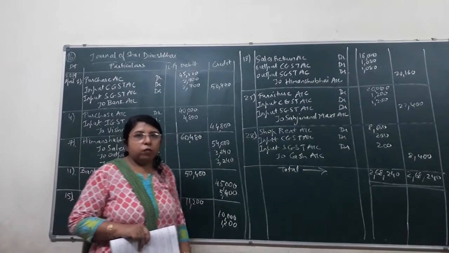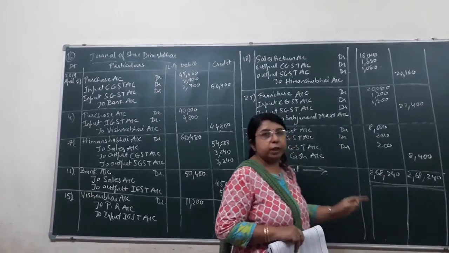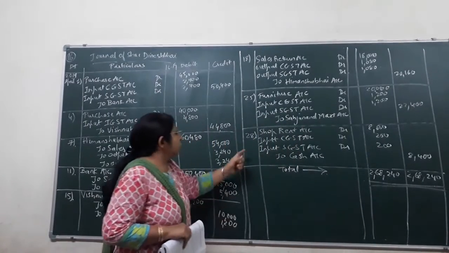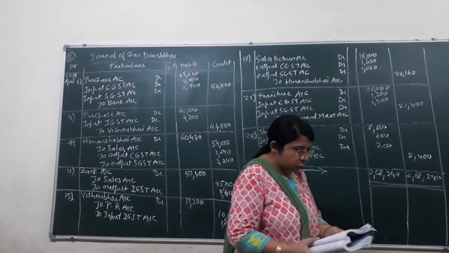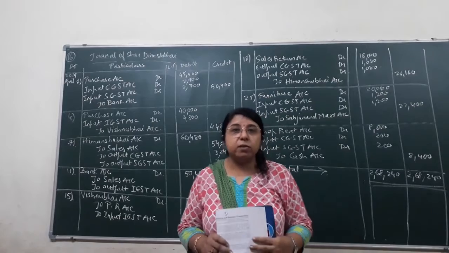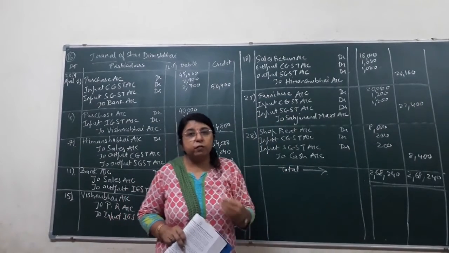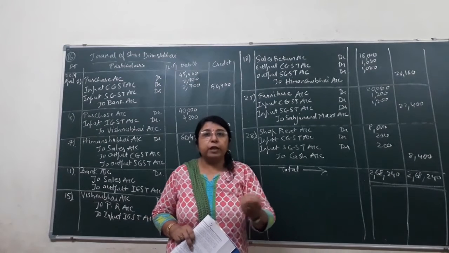Again repeating, the total of debit and credit should always be equal in each and every transaction. Okay, next one, that is the last transaction, 28 debit. Shop rent paid rupees 8,000. Now shop rent is one kind of expense. It is one kind of service. In return for the services, we are paying the rent. It is not the exchange of any kind of goods.